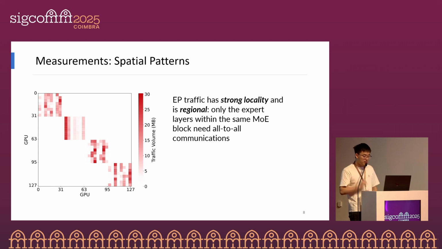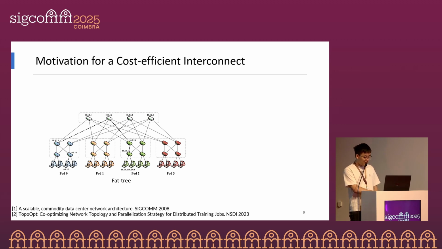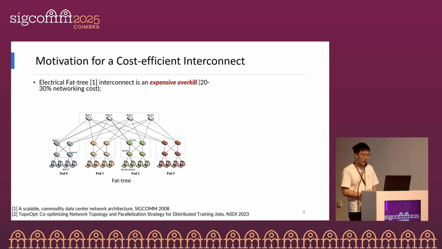Here we plot the dynamic EP transfers within 128 GPUs. We find that only experts within the same block communicate with each other. This is largely due to pipeline parallelism, in particular the PP in this setting. So this motivates us to design a new interconnect for MoE training in a cost-efficient manner.